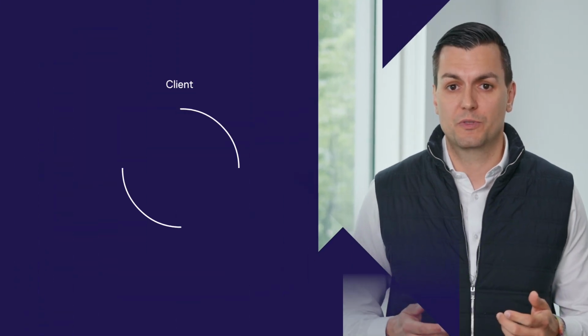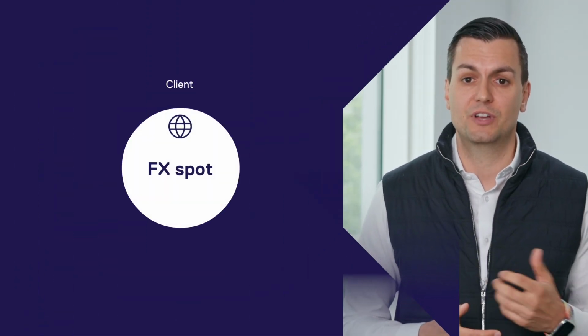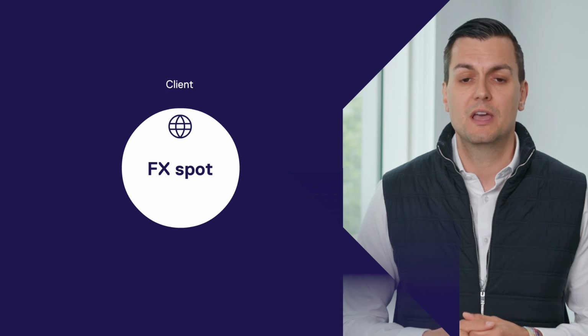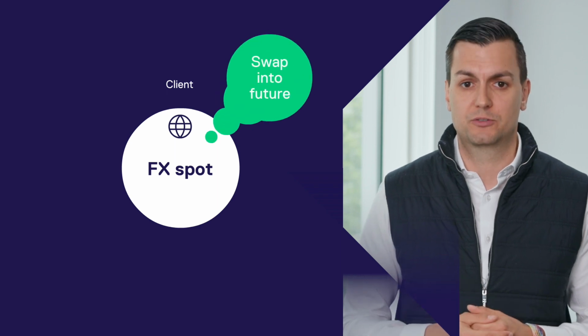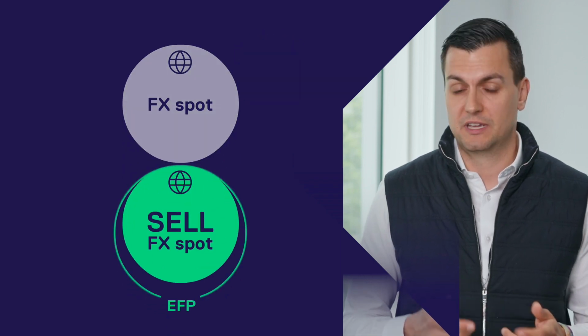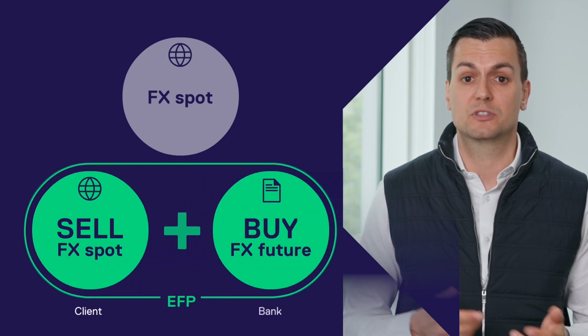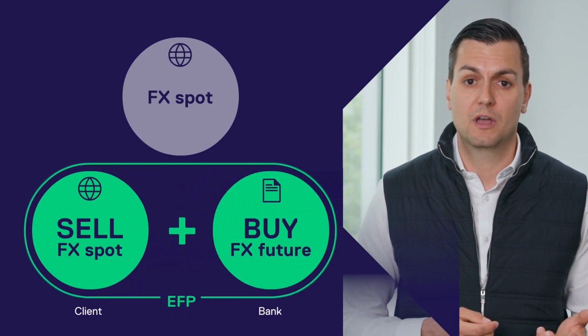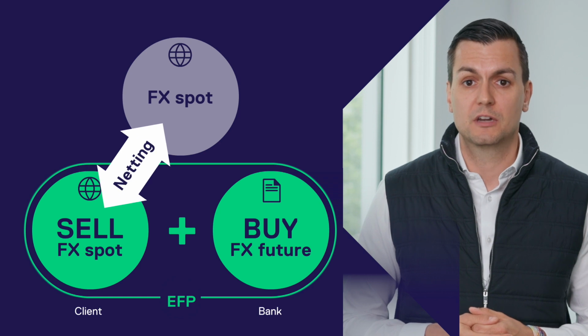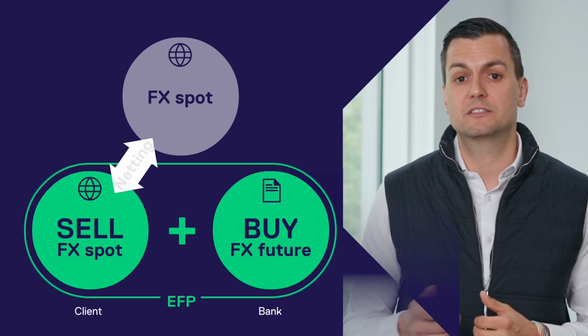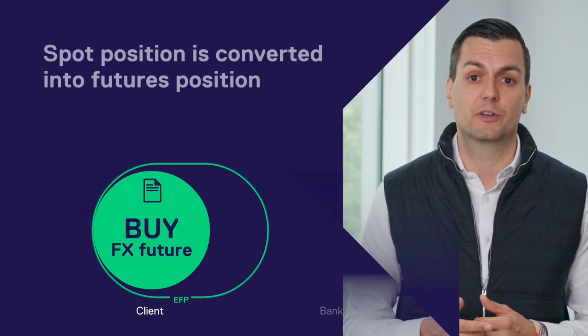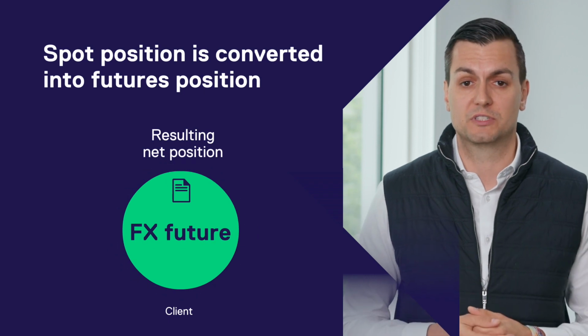With EFPs, participants can efficiently transfer a position between OTC and listed FX futures markets. A client with a FX spot position resulting from a trade with OTC counterparts may wish to swap that exposure into a future. For this purpose, they can enter into an EFP with their bank to sell the spot and buy the future. After the EFP has been completed, the two spot legs can be netted. And as a result, the client has successfully converted their spot into a futures position.